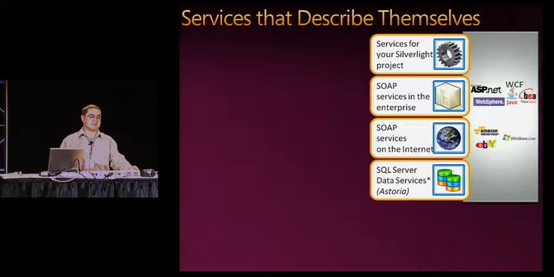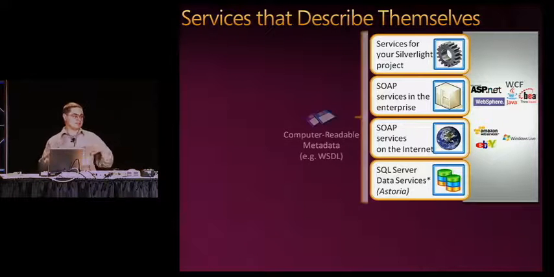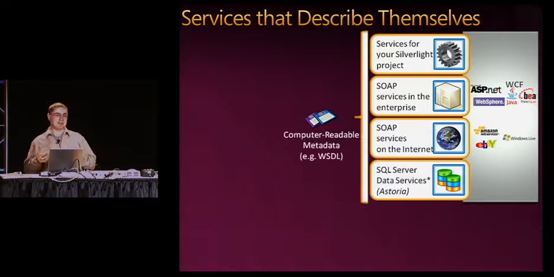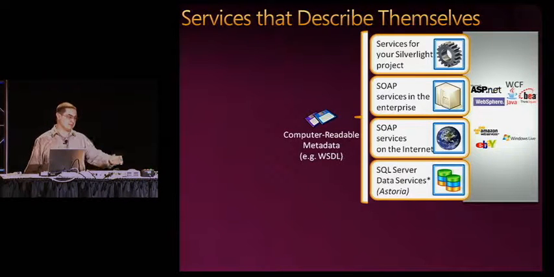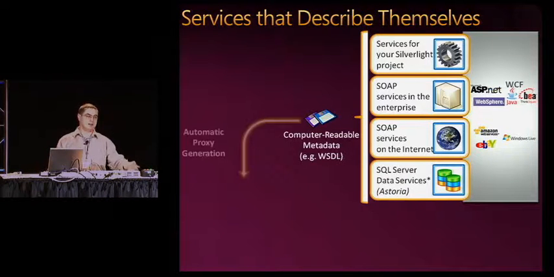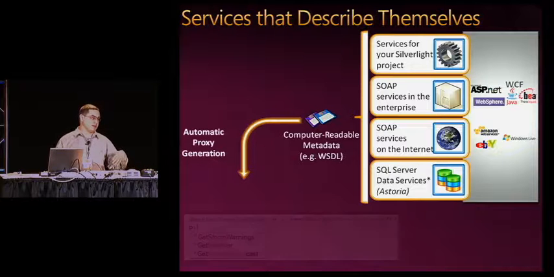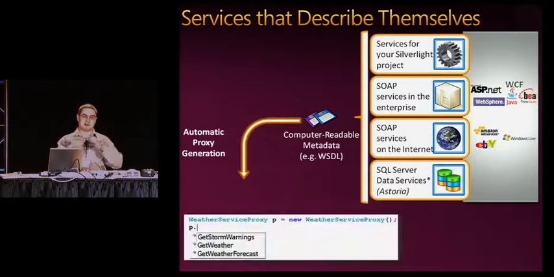And so all of these different service types expose some sort of computer-readable metadata. And actually, in all of the cases except for Astoria, that metadata is WSDL. And because we have computer-readable metadata, we can generate this proxy for you. And so we can give you this one-line service consumption experience with full IntelliSense.